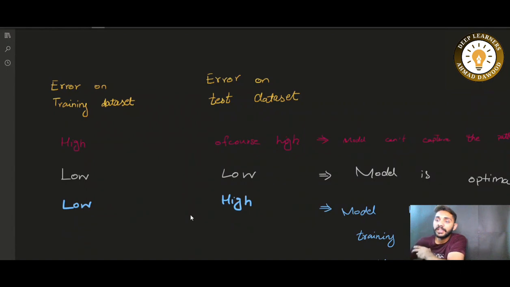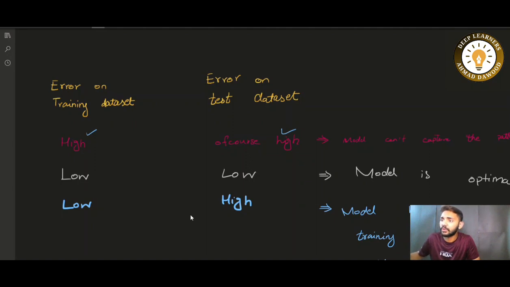If your error on the training data set is high, then of course your model will give a high error on the test data set too. It means the model is not properly trained, because it is giving an error on the data points on which it was trained. If it gives an error on the same data points it has seen during training, then of course it will give an error on points it has not seen.